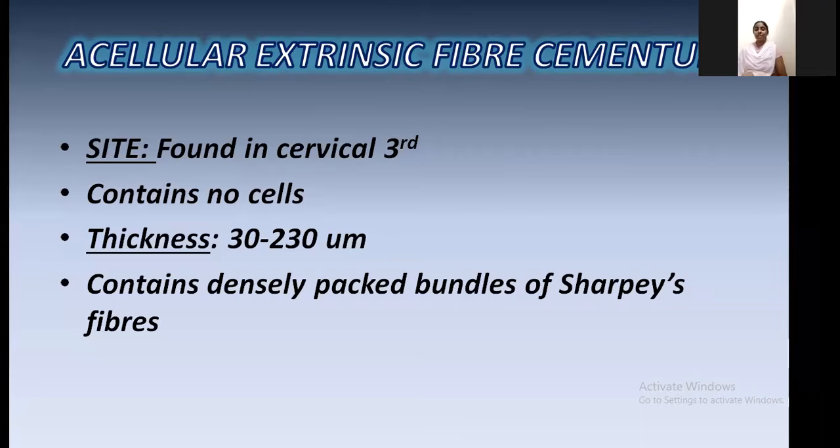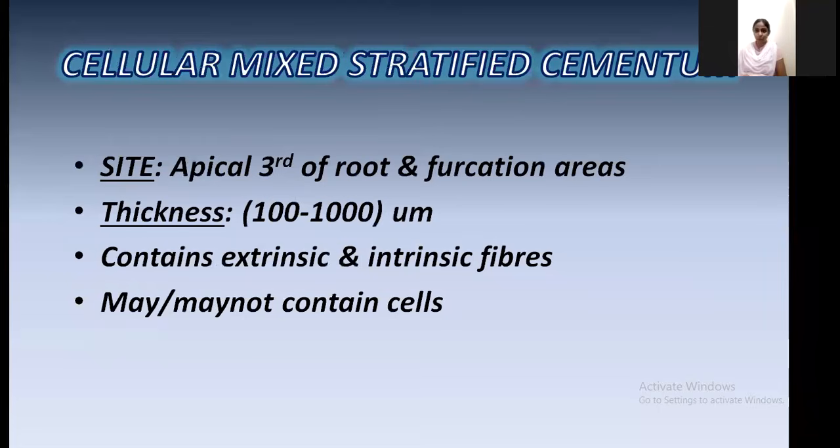Which is the type of cementum that contains Sharpey's fibers? The answer is acellular extrinsic fiber cementum. One word to note: cellular mixed stratified cementum. Site: apical third of root and furcation areas. Thickness is 100 to 1000 micrometers. It contains extrinsic and intrinsic fibers. It may or may not contain cells.